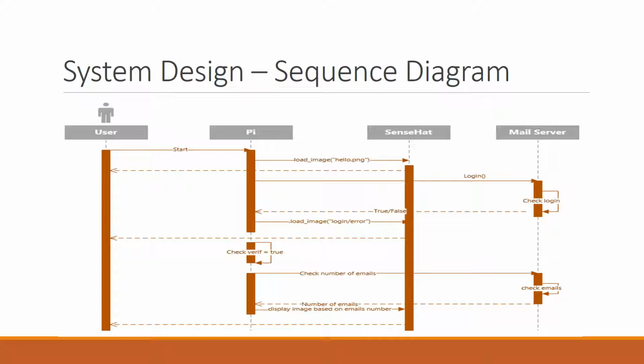As you can see, the user will start the Pi. The image will be loaded onto the Sense HAT if the login is successful. However, if the login is not successful, then there will be a continuous recursive process until the user is successful.